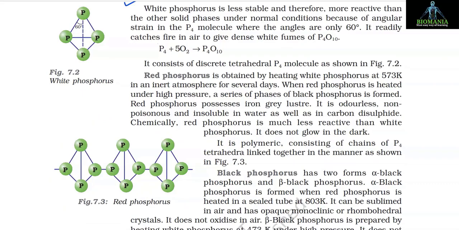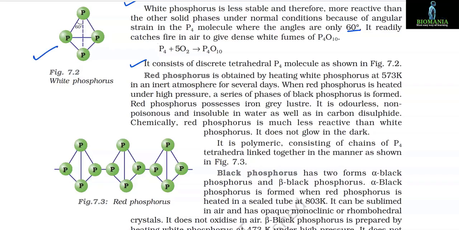White phosphorus is less stable and therefore more reactive than the other solid phases under normal conditions because of angular strain in the P4 molecule, where the angles are only 60 degrees. It readily catches fire in air to give dense white fumes of P4O10, and the reaction is P4 + 5O2 gives P4O10. It consists of discrete tetrahedral P4 molecules as shown in figure 7.2.